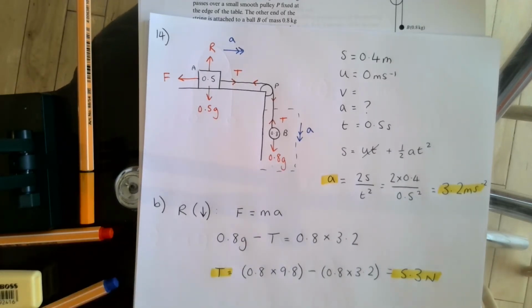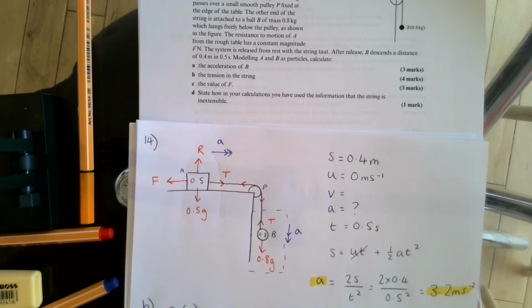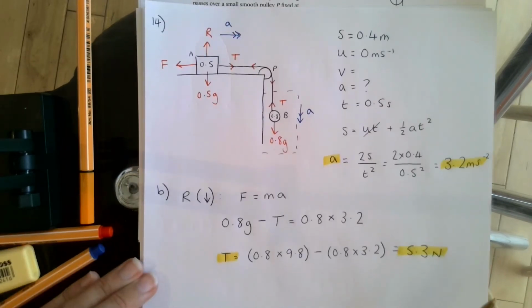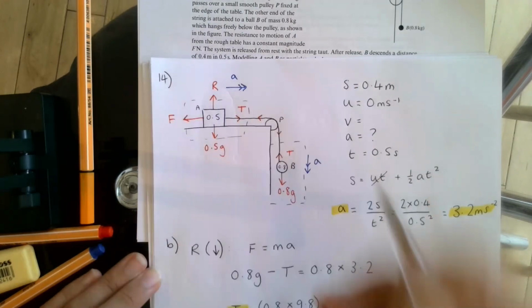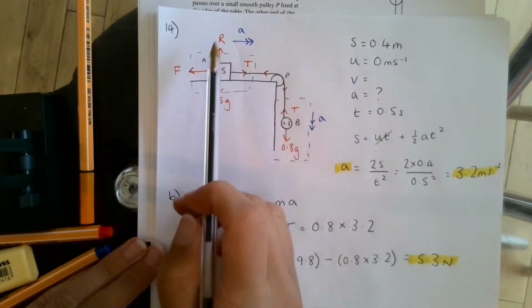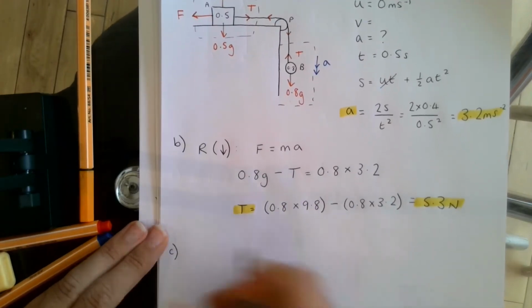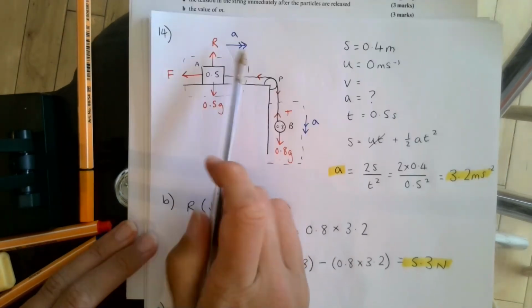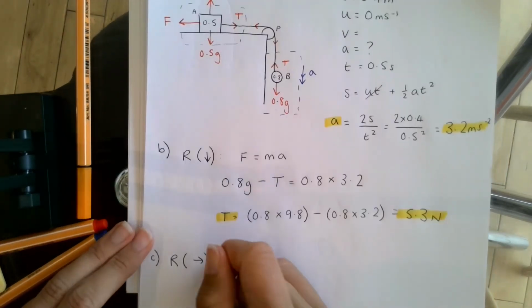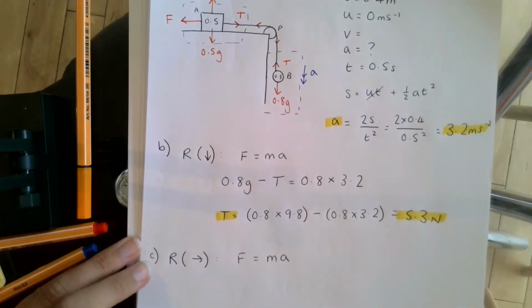Okay then, so for part C. For C, we are finding the value of F, so this answer here. So let's cut off at A instead this time. And we're going to do the same sort of thing that we did for part B, but this time we're looking at A. We know that if I resolve to the right, because here the acceleration is to the right, then the resultant force is equal to the mass times the acceleration.